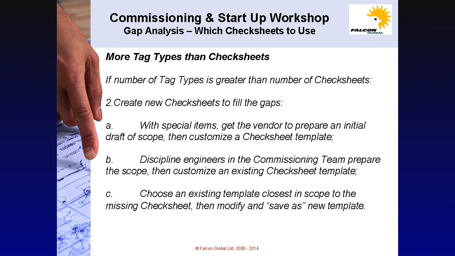If a number of tag types is greater than the number of check sheets, create the new check sheets to fill the gaps. A. With special items, get the vendor to prepare an initial draft of scope, then customize a check sheet template. B. Discipline engineers in the commissioning team should prepare the scope, then customize an existing check sheet template. C. Choose an existing template closest in scope to the missing check sheet, then modify and save as new template.